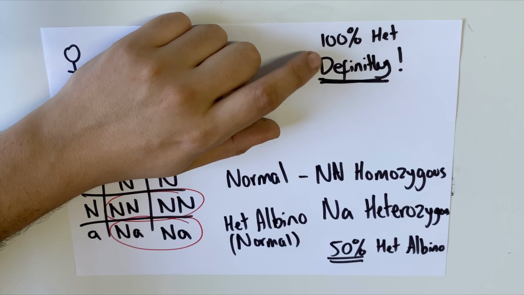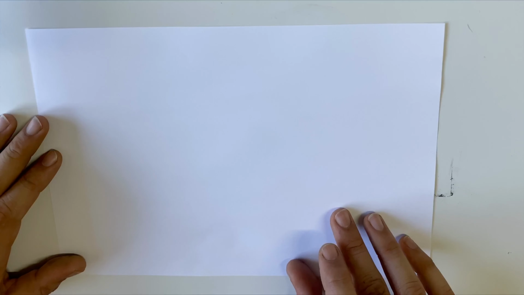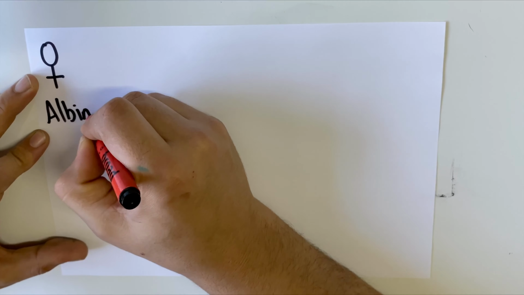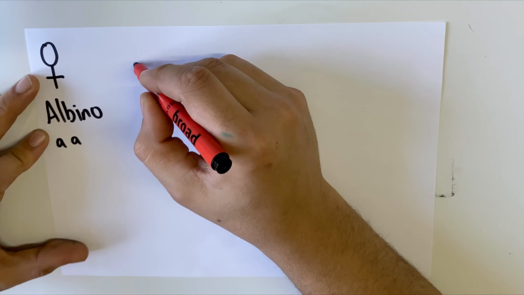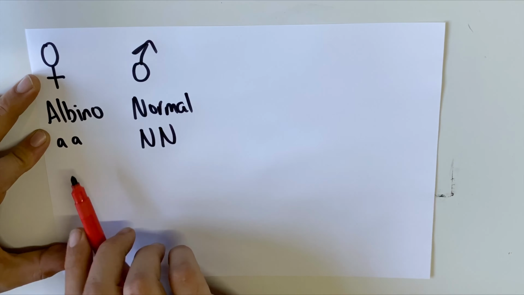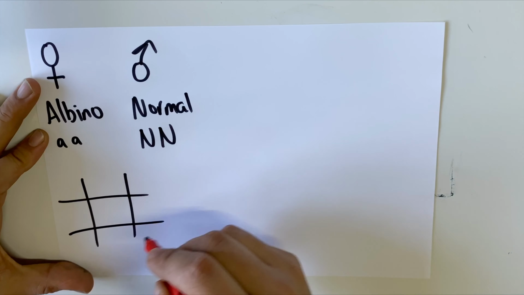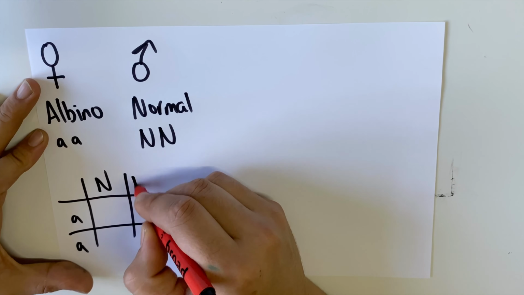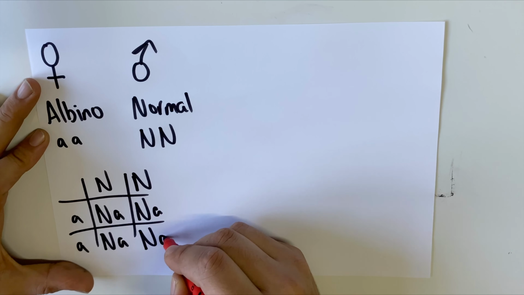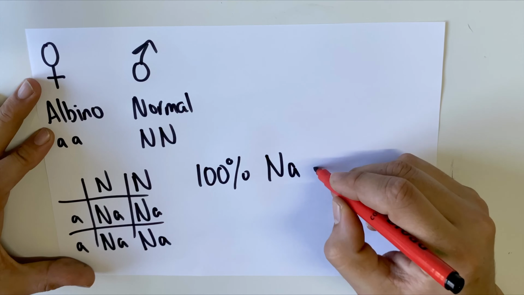So this 100% het comes from looking at the pairing between, let's say, a female albino, which would have little a, to a normal male, N. And immediately you can see the female must pass on one of these two. So if we just really quickly do the Punnett square here, so little a, capital N, N, A, N, A, N, A, N, A. You notice 100% every single offspring will be N, A, which is heterozygous.